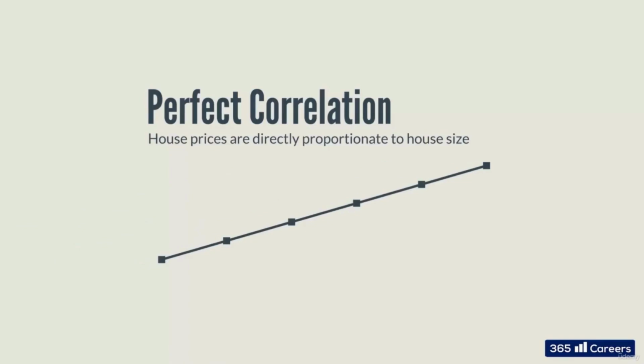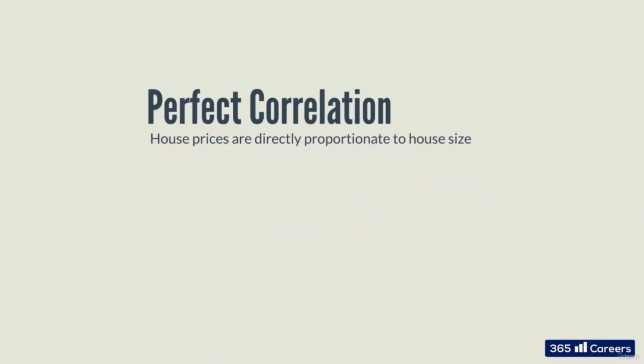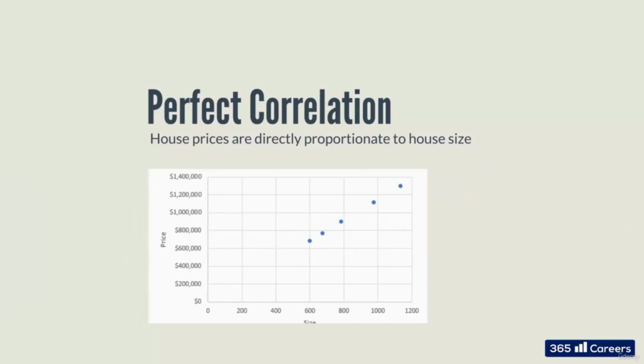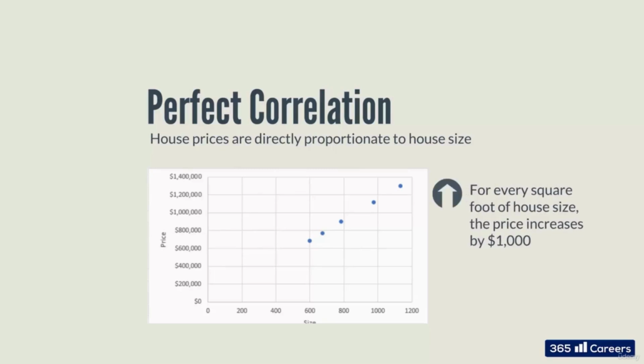In our case, this means that for every additional square foot of size, we would expect an increase of, let's say, $1,000 in the house price. 5 additional square feet will lead to a price increase of $5,000. 10 additional square feet to a price increase of $10,000, and so on. The observations in our plot will form a straight line, as the correlation between size and price must be perfect.